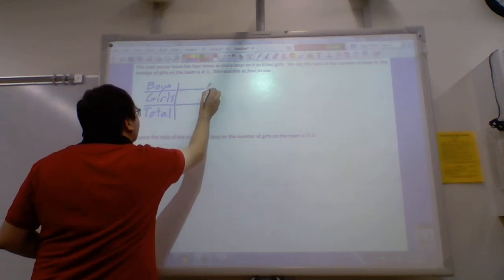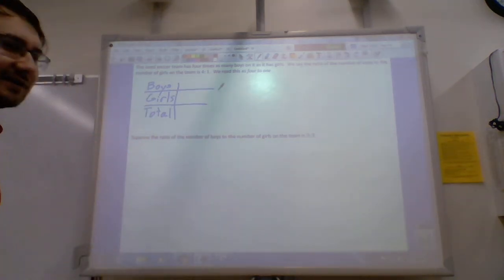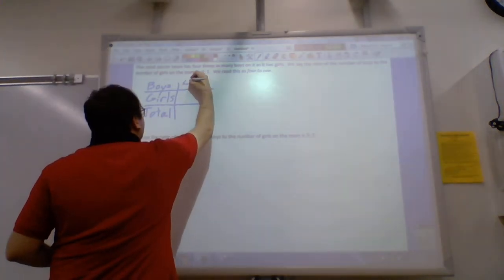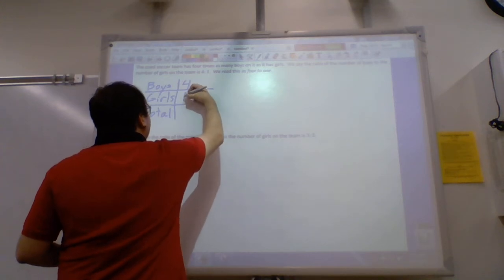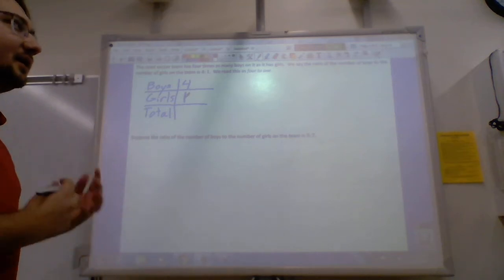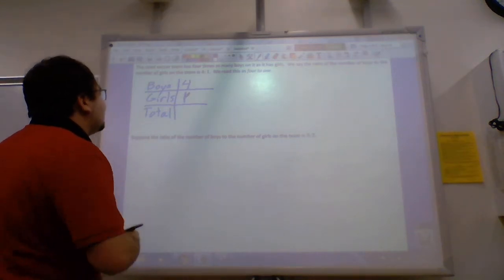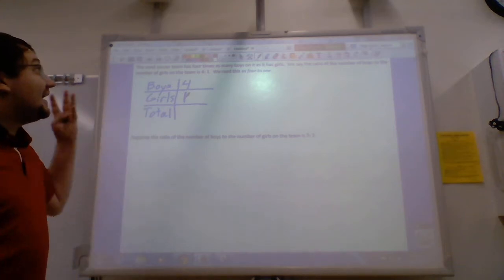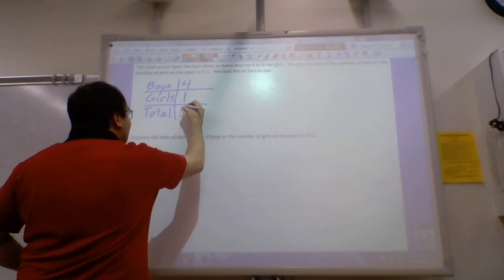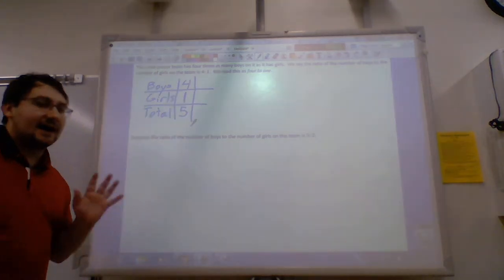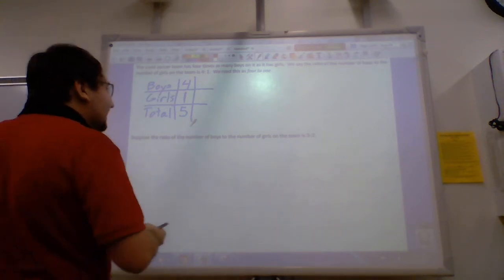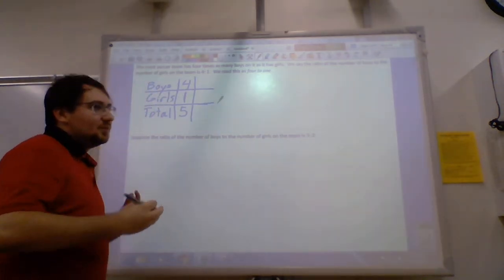So the first thing that we can write down is for every 4 boys, there's going to be 1 girl. Every single time you add a girl to the team, there's going to be 4 more boys, because we multiply our number of girls by 4 to get our number of boys. In grand total, that means we have 5 people on this team. It's a pretty small team, if you ask me.